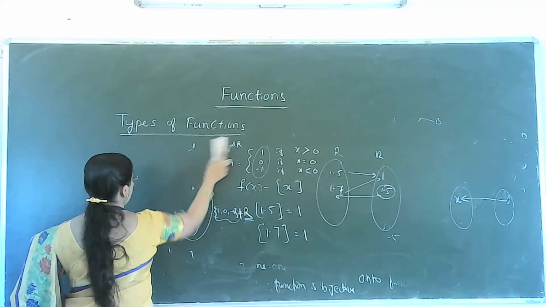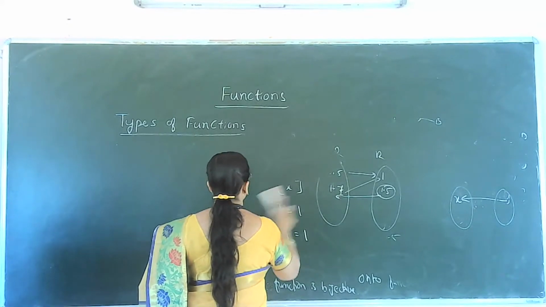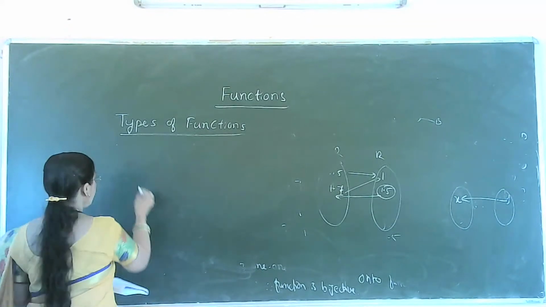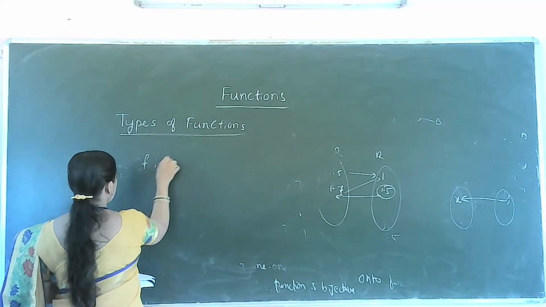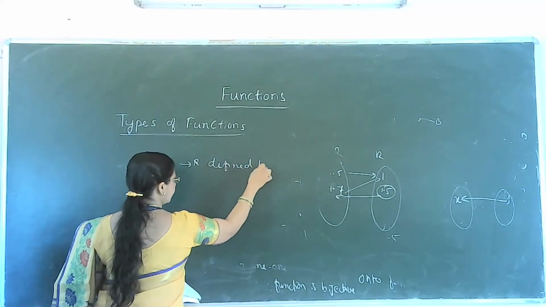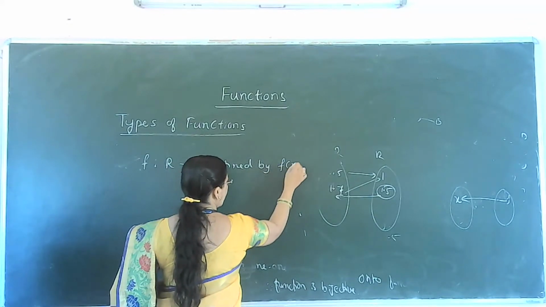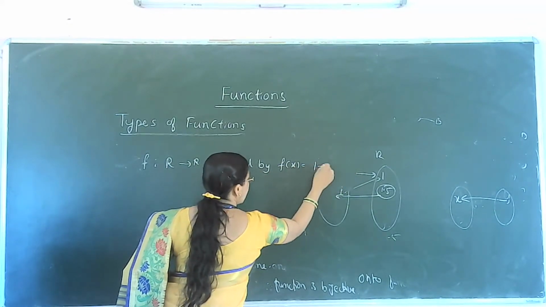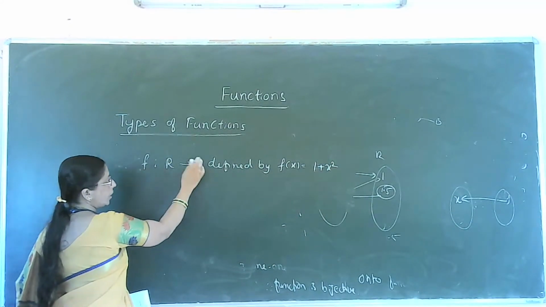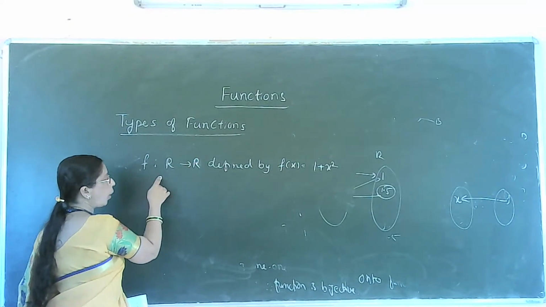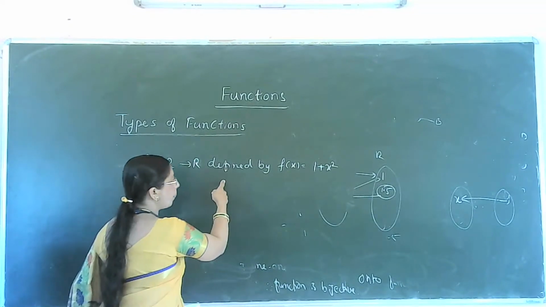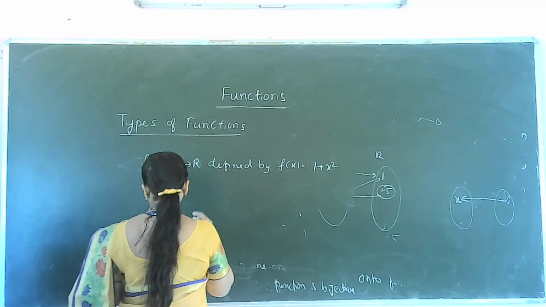We will take another example here. f is a function from R to R defined by f of x equal to 1 plus x square. Here, the function is from R to R. Domain is the real number set and codomain is also the real number set, defined by f of x equal to 1 plus x square.